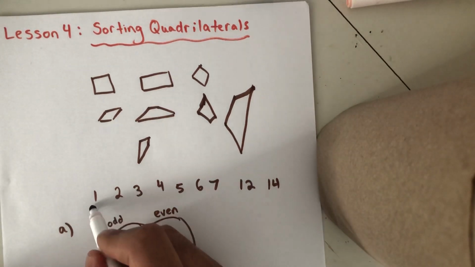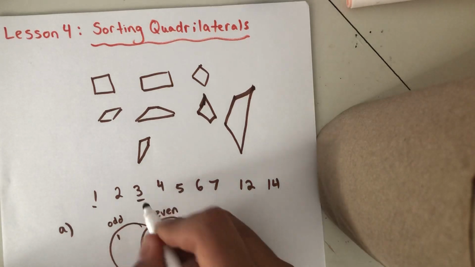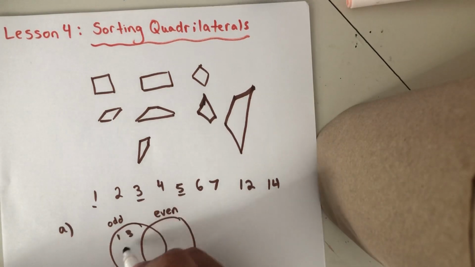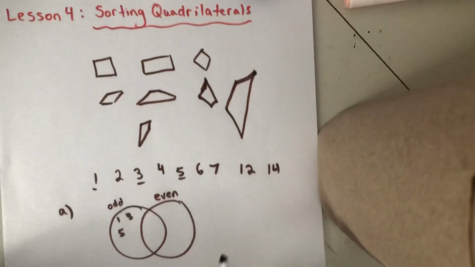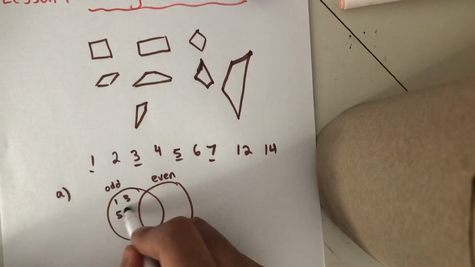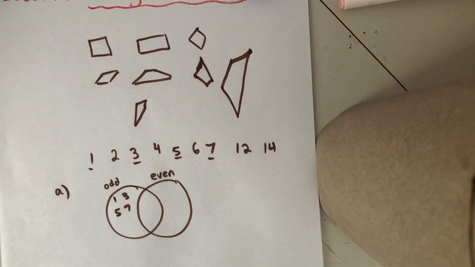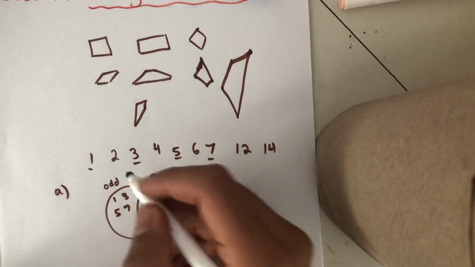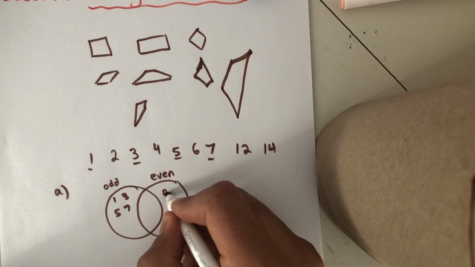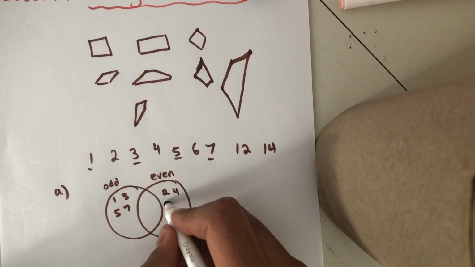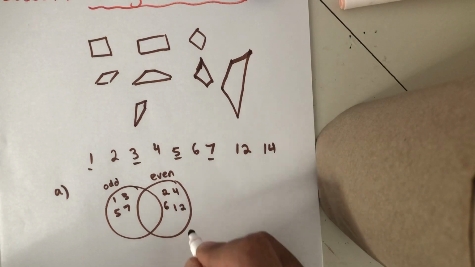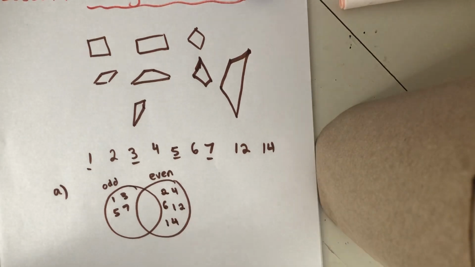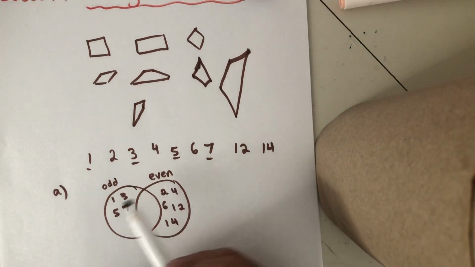Okay, so the odd numbers are the 1, the 3, the 5, and the 7. The even numbers are the rest, which are 2, 4, 6, 12, and 14. So these are the even numbers that we have. So we got even and odd numbers.